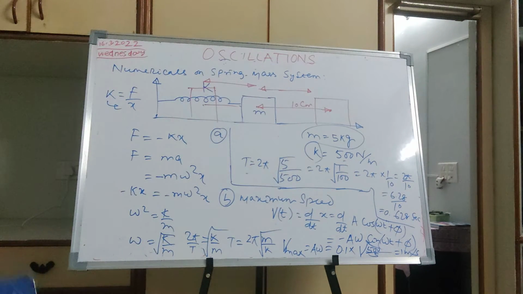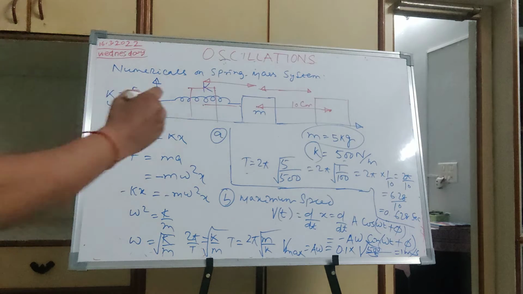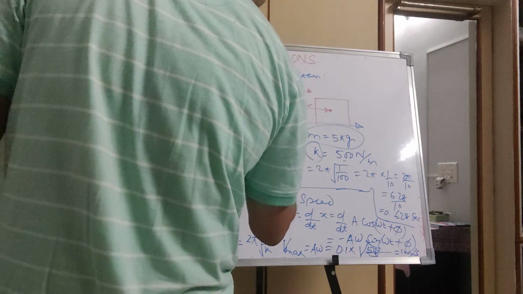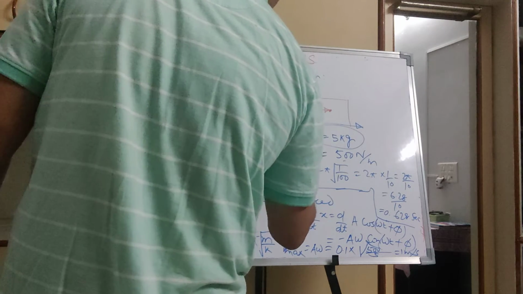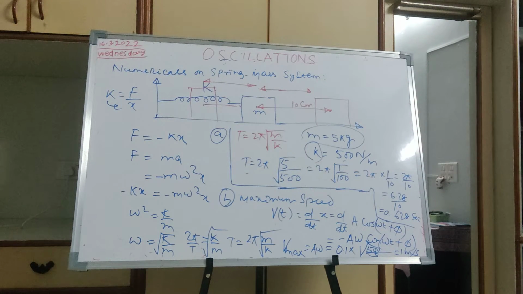You should always remember this, because you cannot derive it in the exam. The time period T is equal to 2 pi root m by k. That day I told you how to remember it. Frequency is just the reverse of that: 1 by 2 pi root k by m. So for time period, m remains in the numerator, whereas for frequency, k remains in the numerator. That is the shortcut to remember, otherwise one tends to get confused.